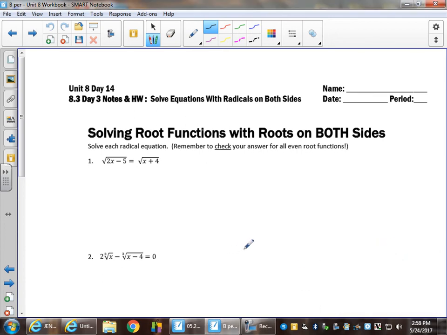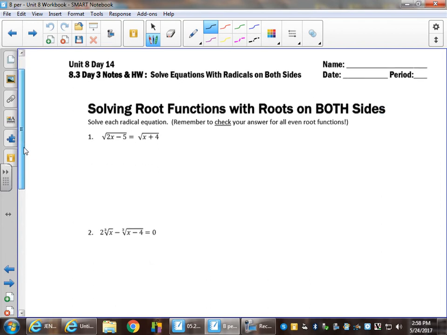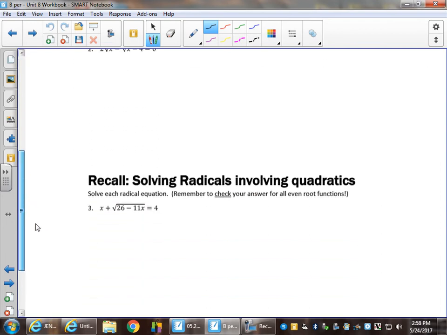Hello, everybody. Tonight's homework is going to be on solving root functions with roots on both sides. So that is what we are taking notes on for homework. And also, if you notice, the second part here says recall solving radicals involving quadratics. So we have a little experience from the last 2 days of notes and practice, and we're going to build on that knowledge as part of tonight's notes.